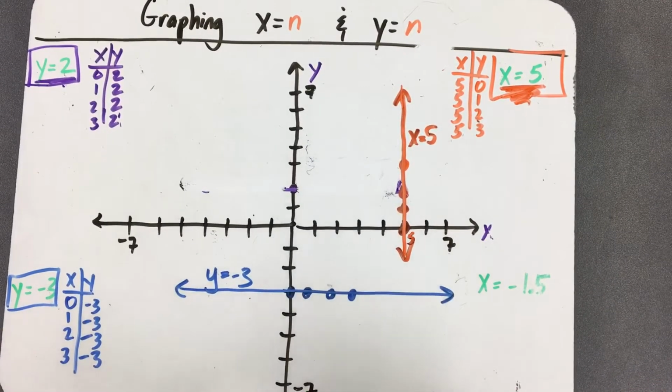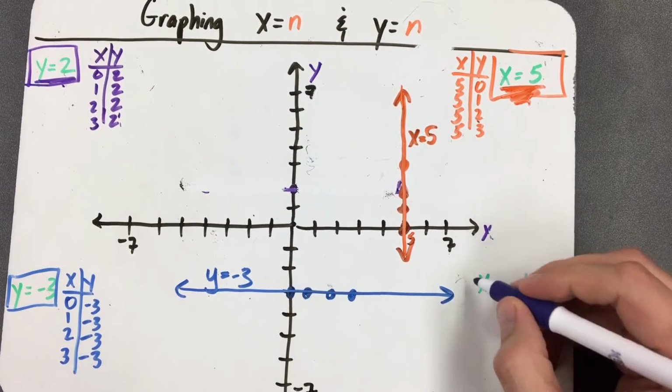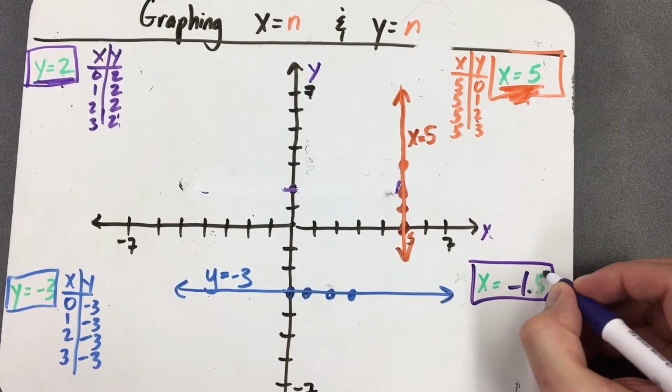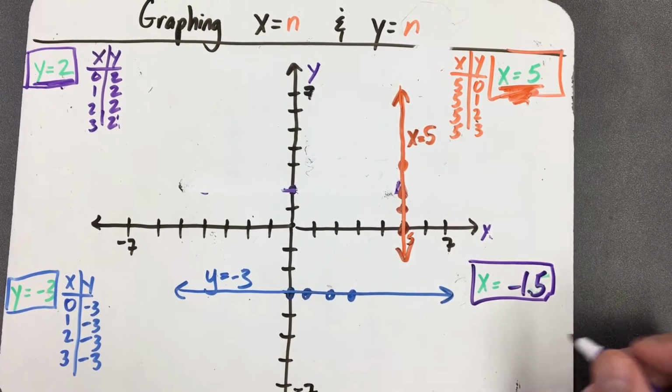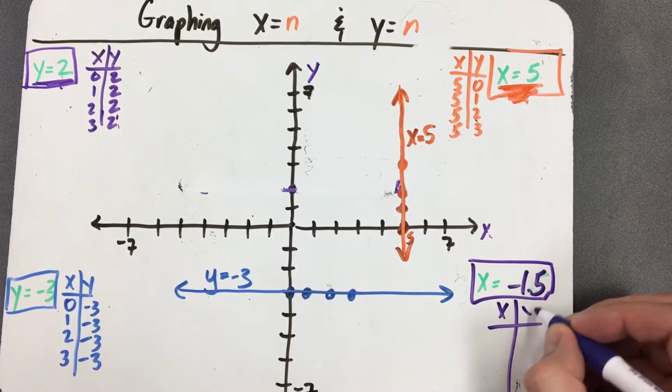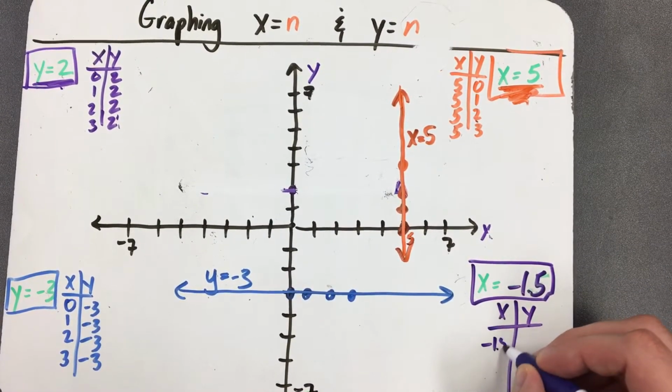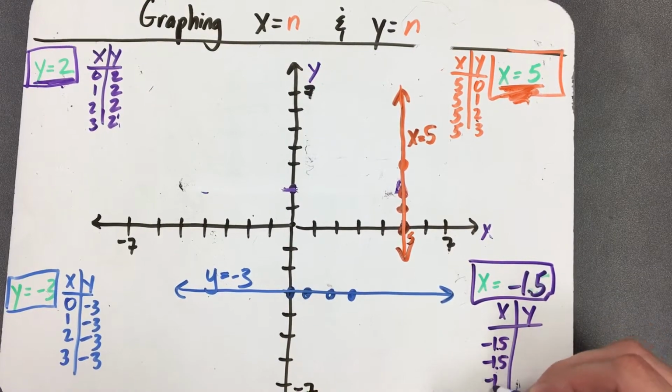And then let's do one more. If it gives you a decimal, don't panic. It's still okay. X equals -1.5. I don't know if you can see that very well. The green maybe doesn't show up. X equals -1.5. So if I want to do a table for myself, look at what the problem says. The problem tells you what to do. X equals -1.5. So underneath the X, I need to just put -1.5.